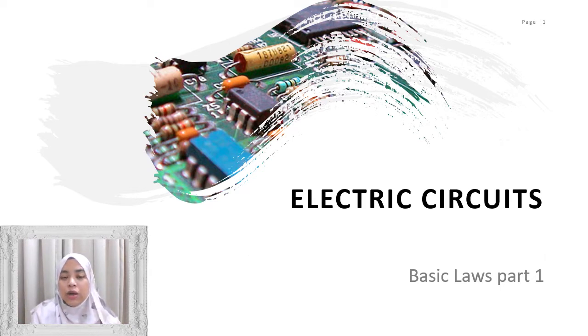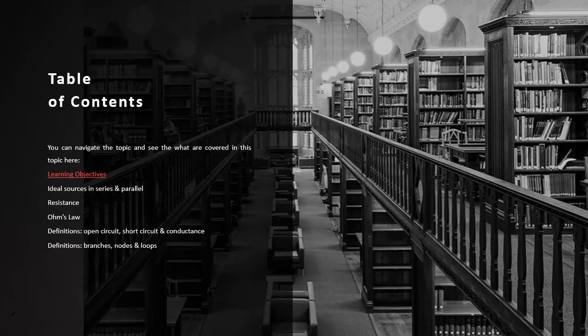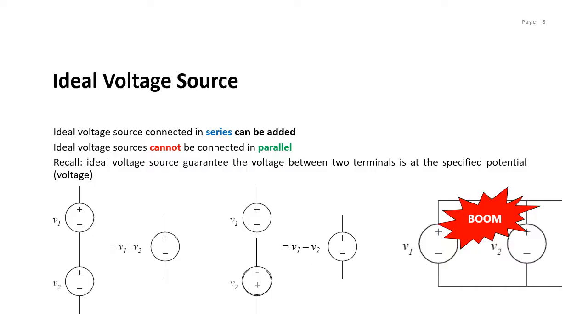So for chapter 2, I will divide it into two parts, and this video will cover the ideal sources in series and parallel, resistance, Ohm's law, and also definitions of open circuit, short circuit, conductance, and also branches, nodes, and loops. Here is the table of contents for you to navigate through this video.